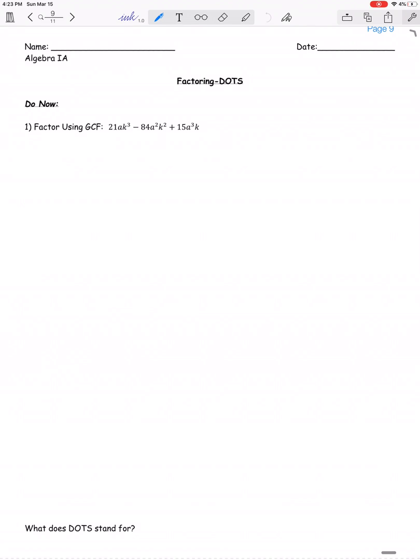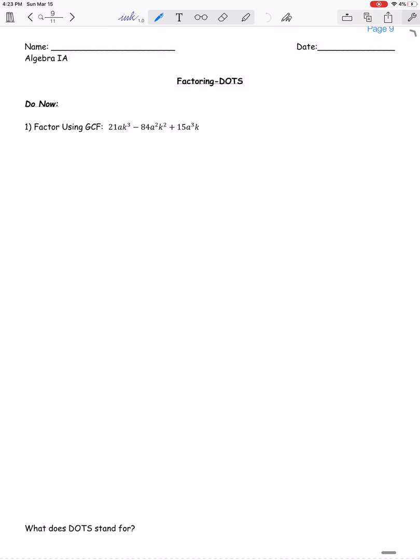Okay, so today we are going to be working on our second type of factoring, which is called DOTS. Now first, I do want to continue practicing how to factor GCF because we will be seeing that again. So I want you to pause the video and do the Do Now question, where it says factor using GCF of this expression. Go ahead and do that, and when you're done, you'll hit play and we'll go over it together.